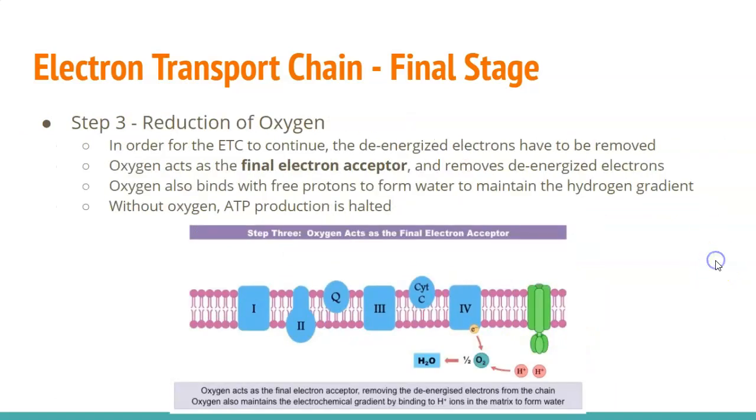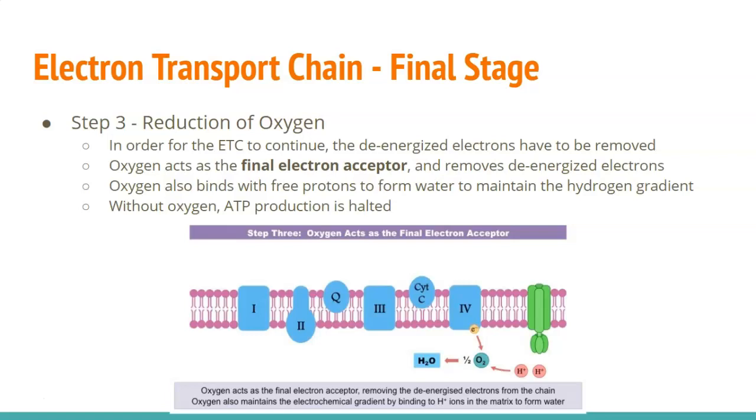That's step 2. Step 3 is the last bit, the cleanup crew, if you will. Step 3 is the reduction of oxygen. The electron transport chain cannot continue with all of these de-energized electrons and all of these hydrogen ions just hanging around, right? It's like trash that needs to be taken out. So oxygen acts as the final electron acceptor. Once this electron travels all the way through the electron transport chain, oxygen shows up and is like, hey buddy, you want to ride? You seem pretty beat up.